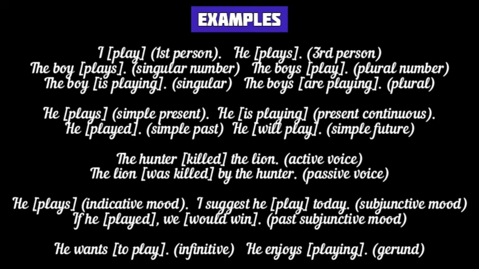At first, for the first person singular subject I, the verb play is in its base form, play. But for the third person singular subject he, the verb conjugates as plays. In this case, the verb conjugation denotes the change of person.